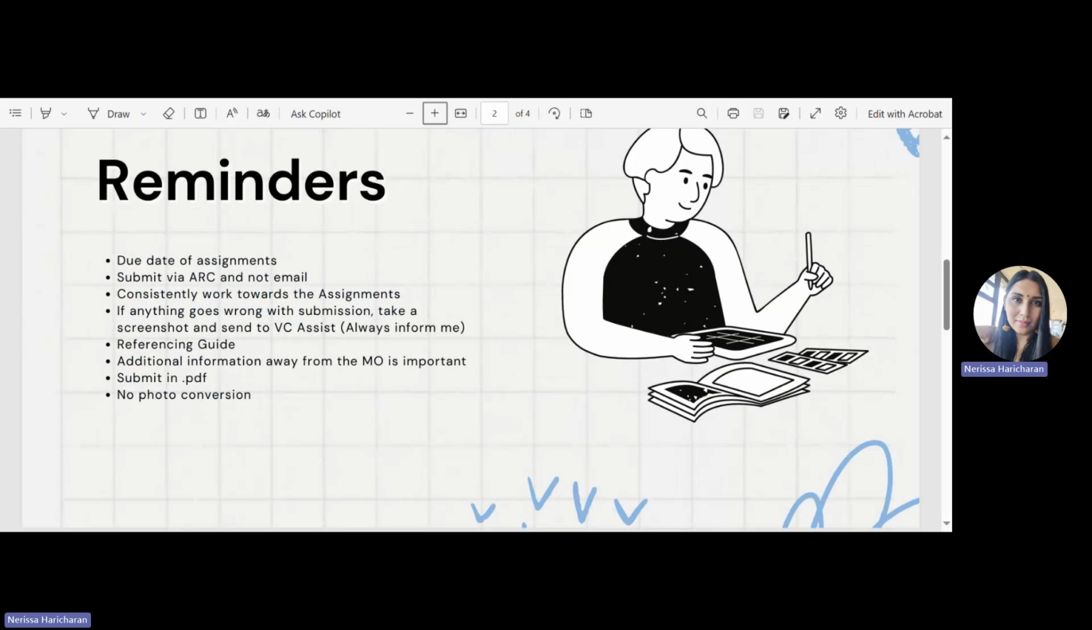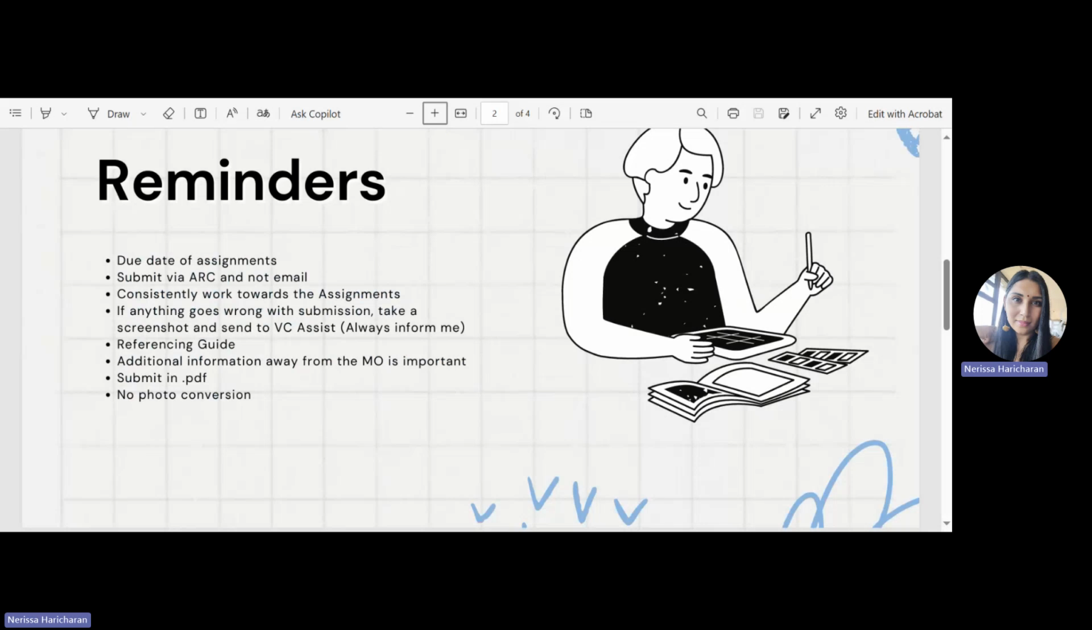You need to consistently work towards the assignment, follow the timelines, don't rush about it, don't procrastinate, make sure that you are fulfilling all your responsibilities on time. If anything goes wrong with your submission, please send an email to VC Assist and also inform me so I can follow up with VC Assist so that you can get an extension on the due date and you are not penalized because of a technical error.